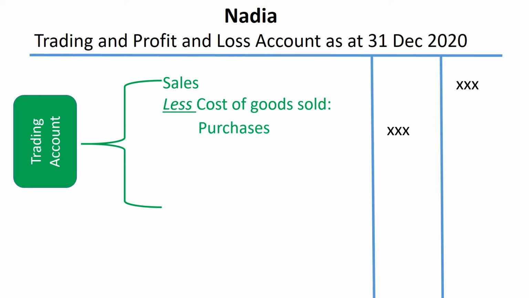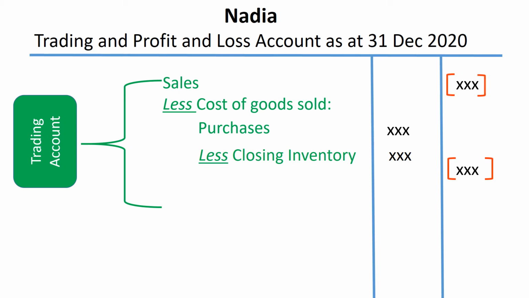The next step would be to subtract closing inventory, which is the number of bouquets left at the end of a financial period. The answer we get is the cost of goods sold. After subtracting the cost of goods sold from the sales, we get the gross profit.